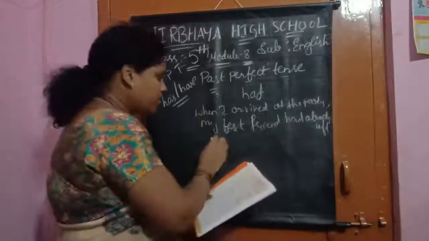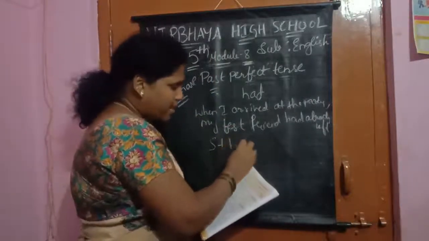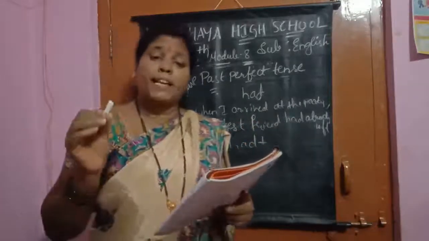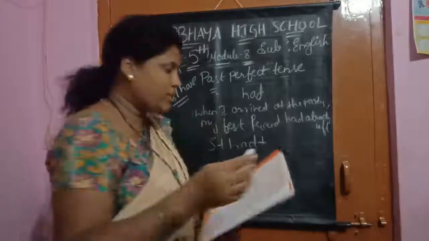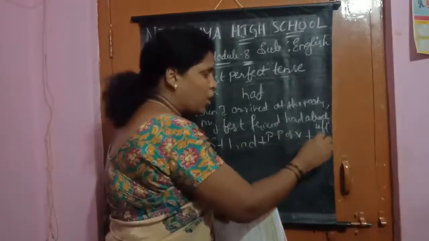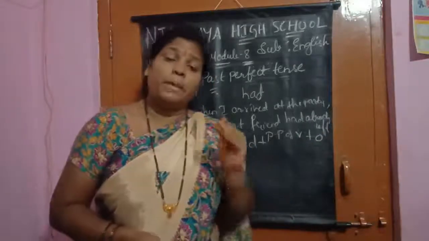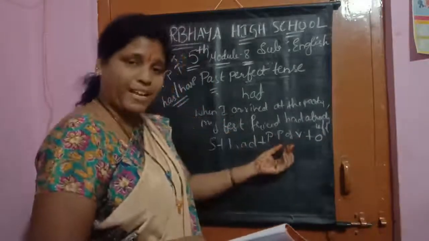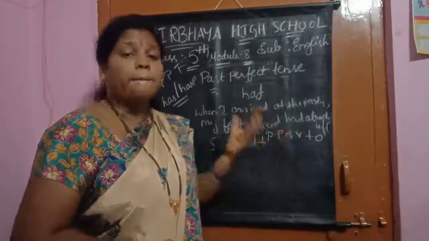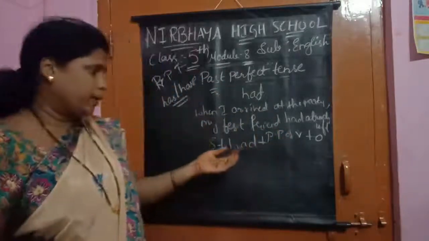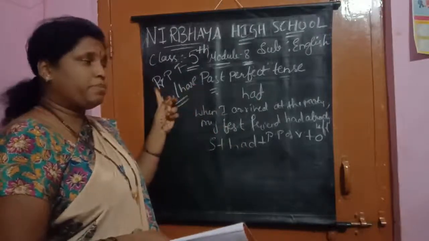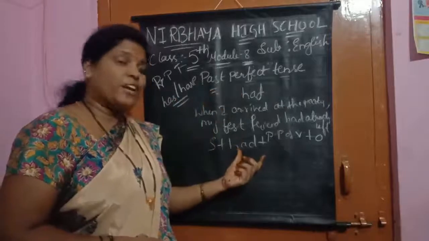Here, what should you use? Rule. Subject plus had. Had plus what? Past participle form of verb plus object. Listen here, children. In the present perfect tense also we use the past participle, and in the past perfect also we are using that. But the only change is here. Yes, children. See, has, have in the present perfect tense. In the past perfect tense, we are using had.